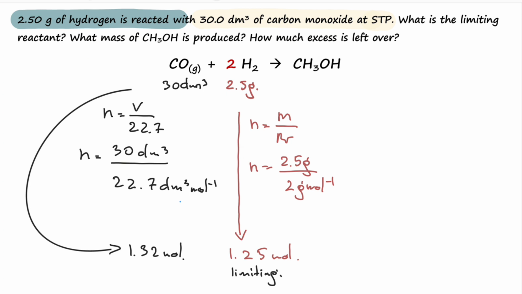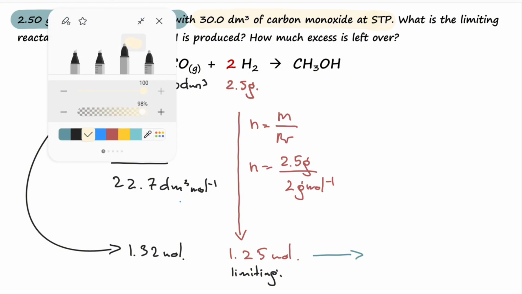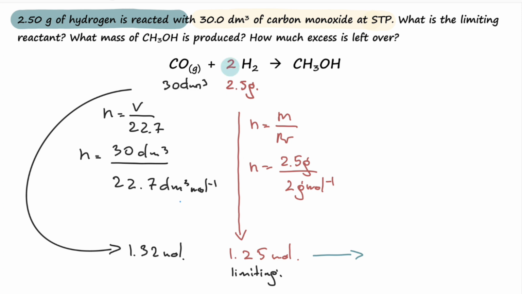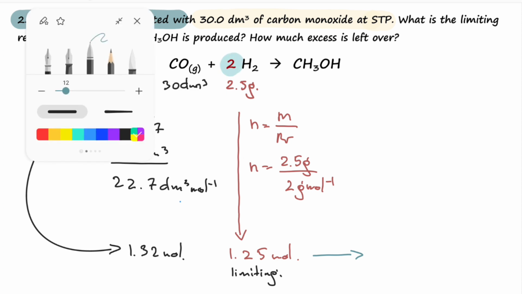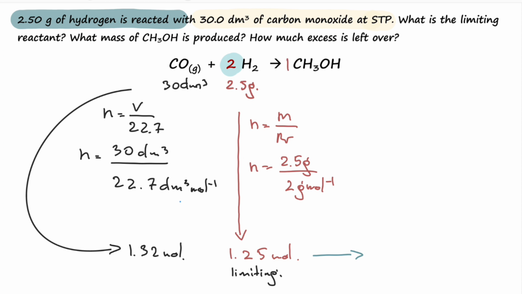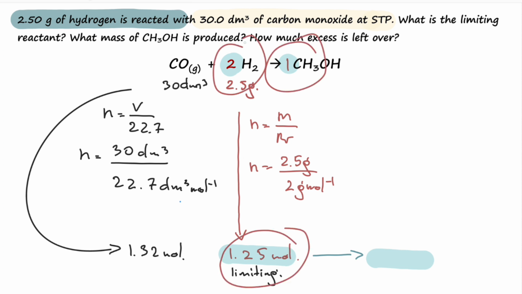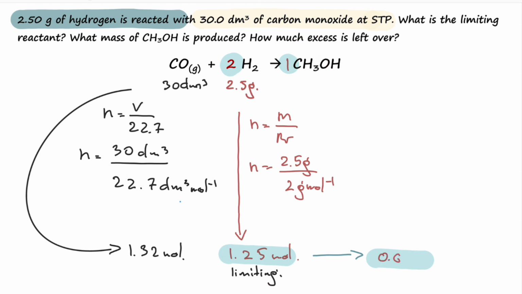In the second step, you need to find the mole of methanol. Okay, how will you do it? Same procedure. 2 here and 1 here. So if here 1.25, what will be the mole number of the methanol? 1.25 multiplied by 1 divided by 2. Okay, so you will get 0.625 mole.